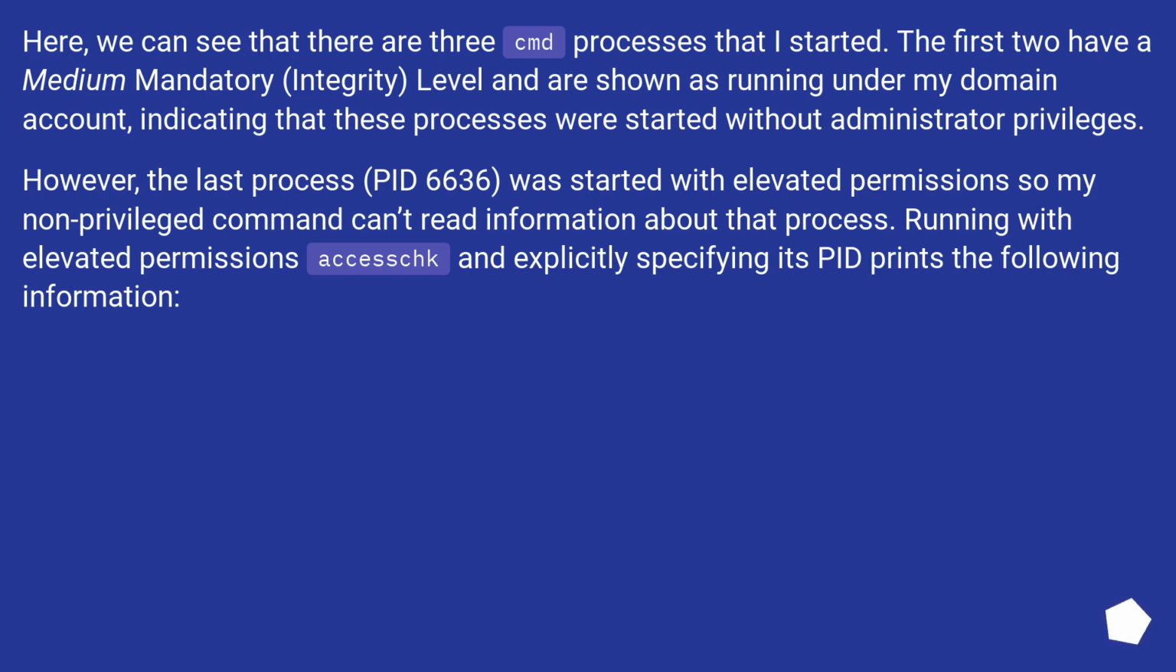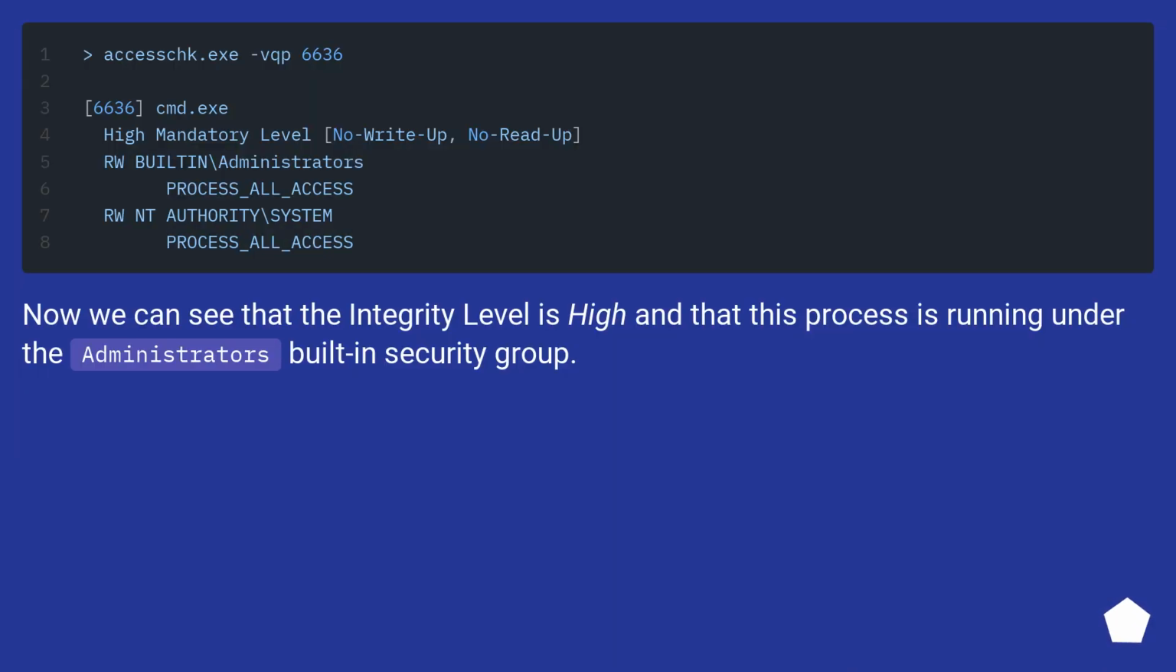Running with elevated permissions, Accesschk explicitly specifying its PID prints the following information. Now we can see that the integrity level is high and that this process is an owner, running under the Administrators built-in security group.